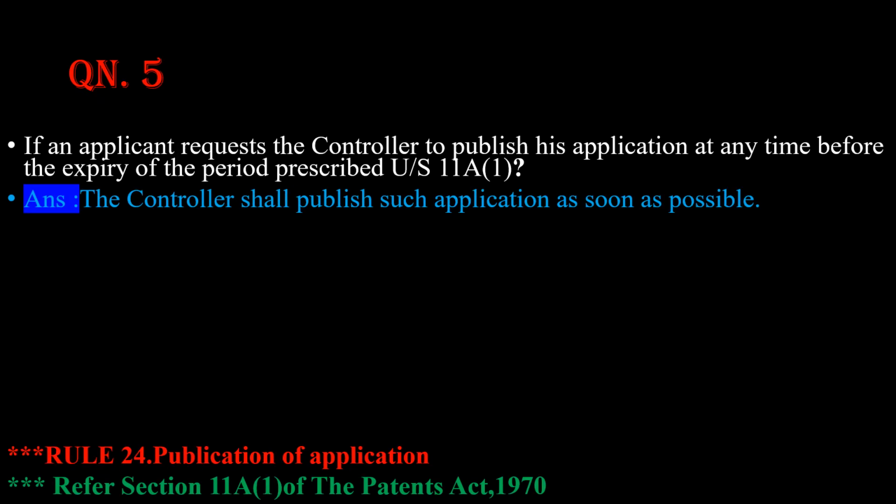Question number 5. If an applicant requests the controller to publish his application at any time before the expiry of the period prescribed under section 11A subsection 1, then what will be the further step? The answer is the controller shall publish such application as soon as possible. For this please refer rule 24, that is publication of application, and section 11A subsection 1 of the Patents Act 1970.